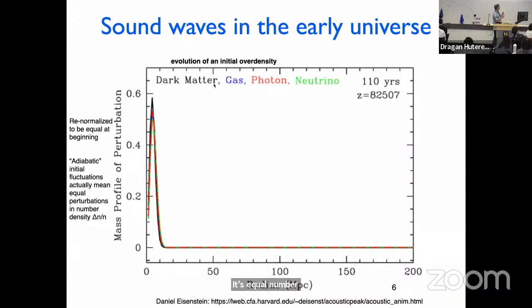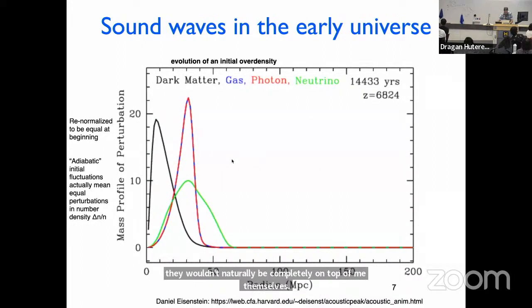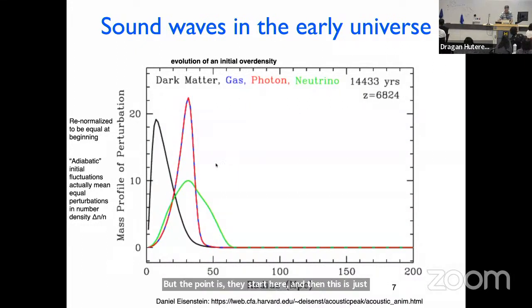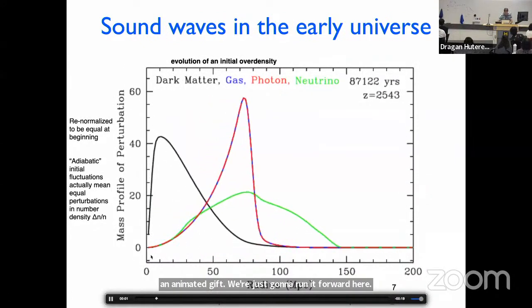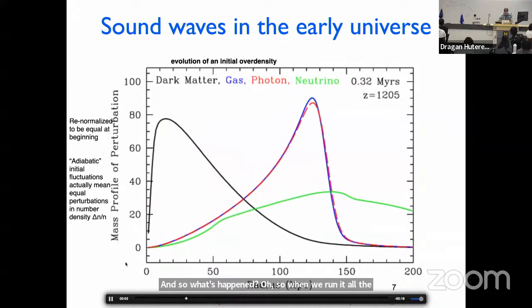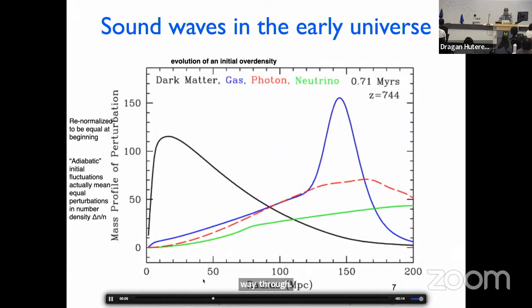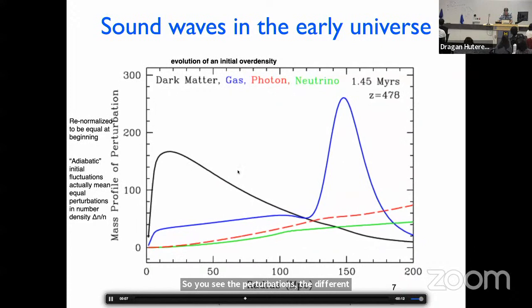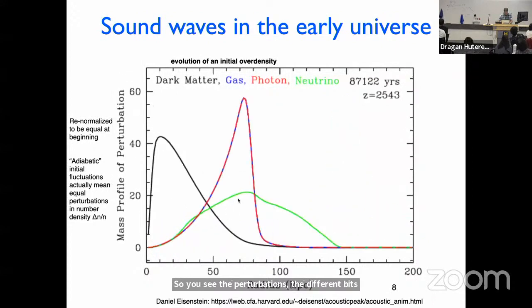But the point is they start here, and then this is just an animated GIF. We're just going to run it forward here. And so what's happened? Why don't we run it all the way through? You see the perturbations, the different bits, evolve separately. So let's go back and look at this point, which is a redshift of 2500. So what do we have?